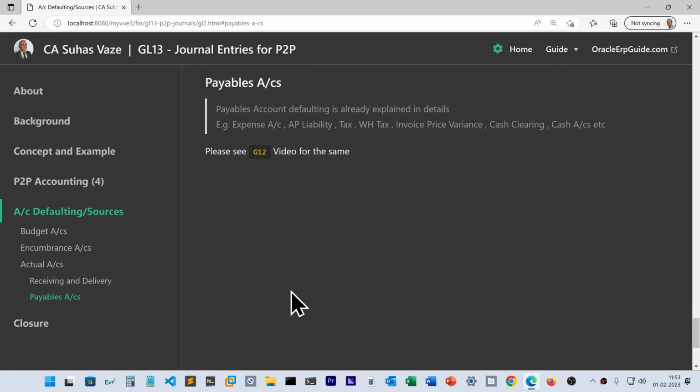Now comes the payables accounts, which we have already seen in the GL12 video. So you can see how all these accounts like expense, AP liability, tax, withholding tax, and so on, they default and they get accounted in payables. So refer to this video GL12. I think this is also a typo. GL12 it should be.